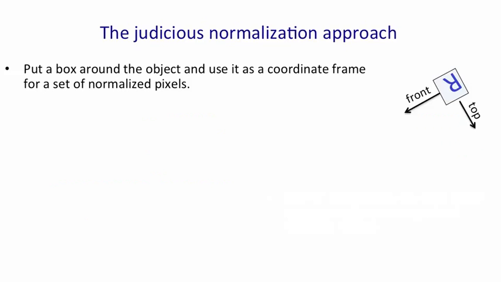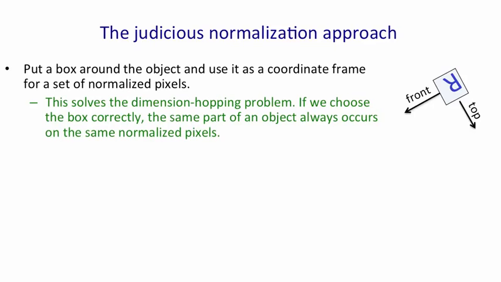A second approach is what I call judicious normalization. So if you look at that upside down capital letter R on the right, I've put a box around it, not very well in fact, and I've labelled a top and a front for that box. And relative to that box, the R has, for example, a vertical stroke at the back, and it has a loop facing forwards at the top. So if we describe features of the R relative to that box, they're going to be invariant. This is assuming it's a rigid shape. Putting a box around a rigid shape solves the dimension hopping problem. It gets rid of the effect of changes in viewpoint.